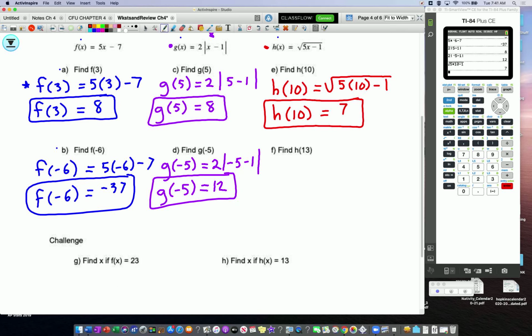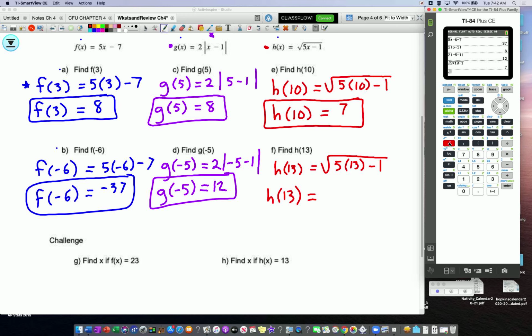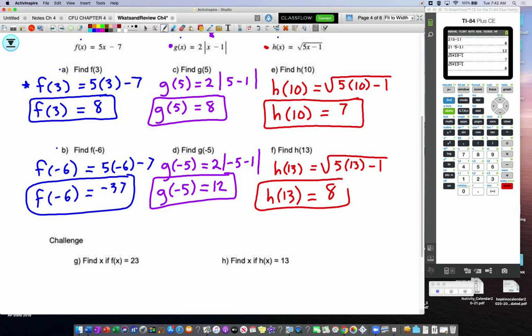Look at doing the second one. H of x equals the square root 5 times 13 minus 1. Whoops, I didn't mean to write h of x, Mr. Barks. That's like twice you've done that. I need to replace that value not with x, but 13. So h of 13 equals, so I go square root 5 times 13 minus 1, all under the square root, and I get, oh, look at that, 8. Nice. So that takes care of those.